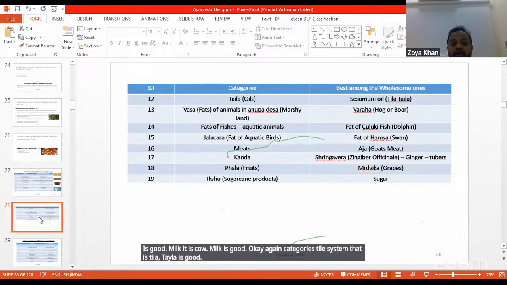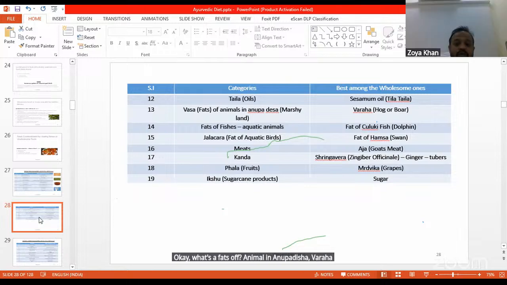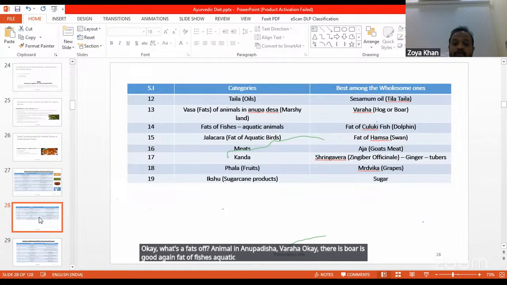Okay, vasa, fats of animals in Anupadesha: Varaha, that is boar, is good. Again, fat of fishes, aquatic animals: fat of Chuluki fish, that is dolphin, is good. Jalachara, that is fat of aquatic birds: fat of hamsa, swan, is good.